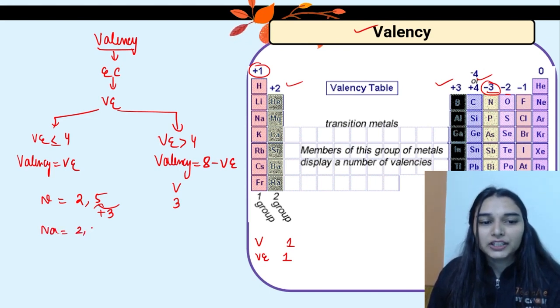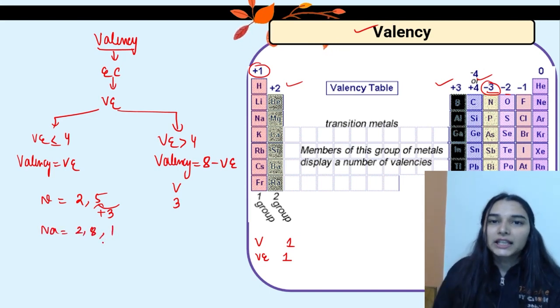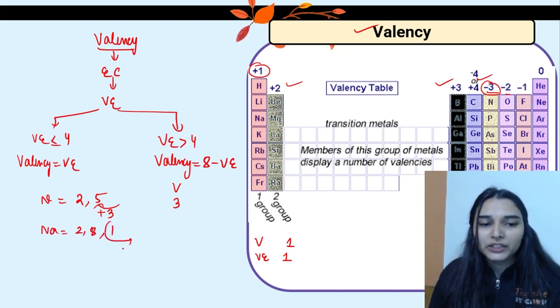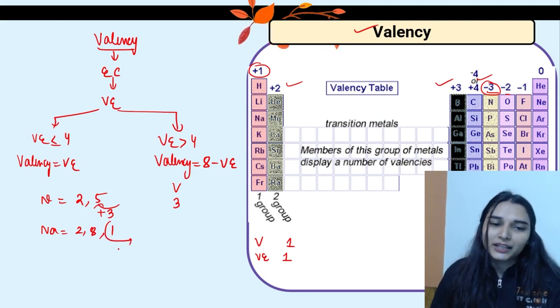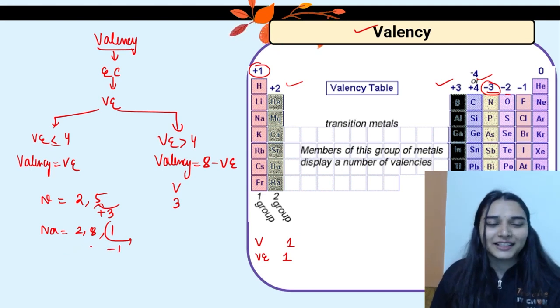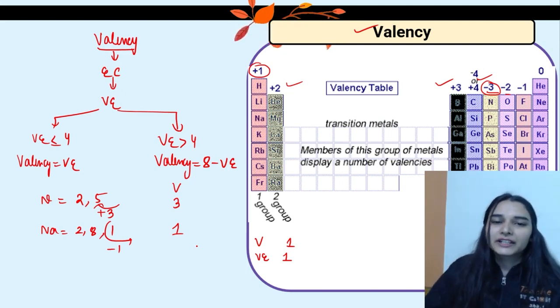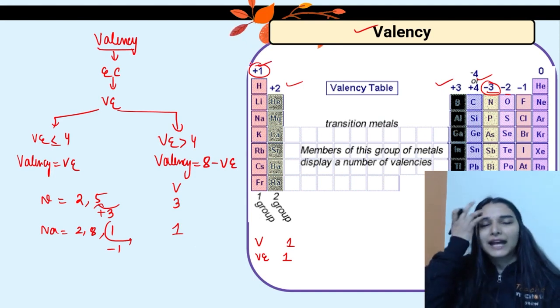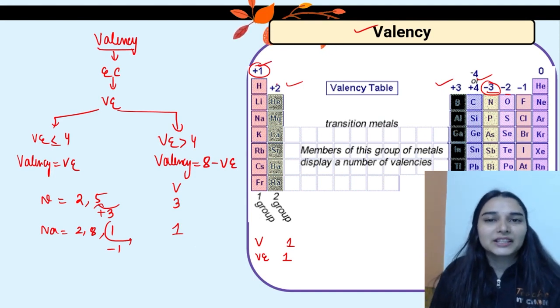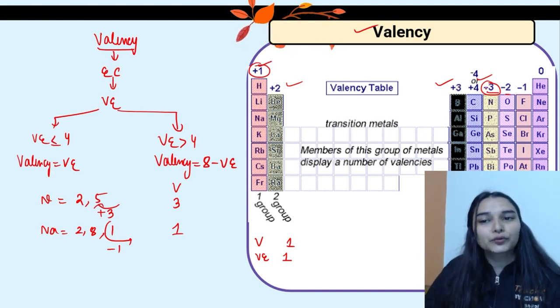Sodium has configuration 2, 8, 1. Now to get a nearest noble gas configuration, sodium needs to lose 1 electron. If it loses 1 electron, it will get a neon type configuration. So उसका valency 1 होता है. आप directly भी कर सकते हो. It's not like you have to always use formulas. Directly कर लो. वरना group 1 elements have a valency 1. Group 2 elements 2, group 13 3, group 14 4.